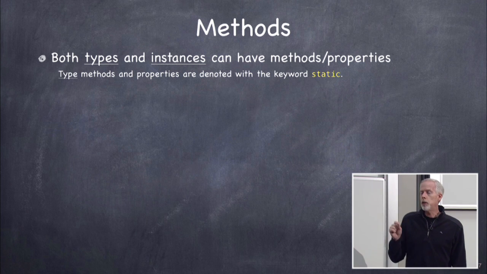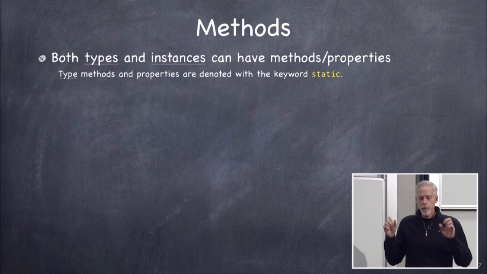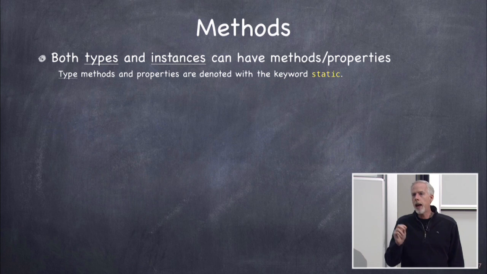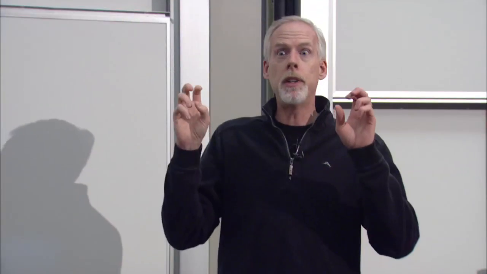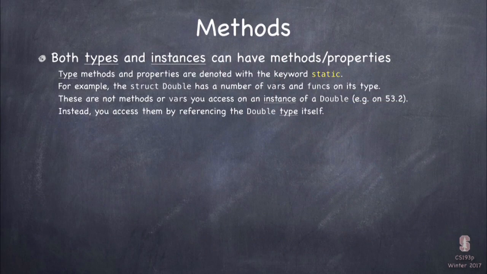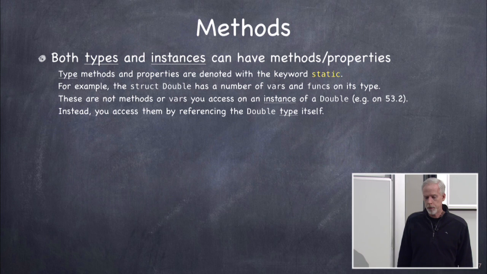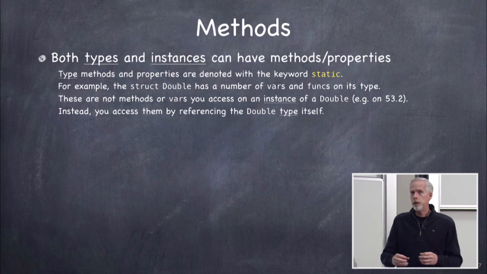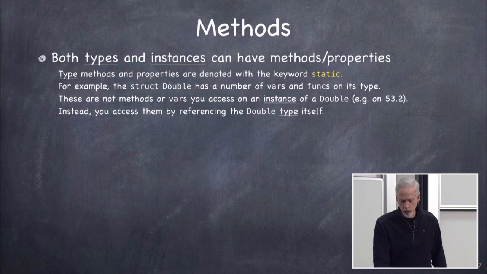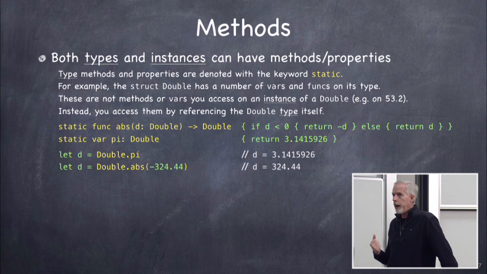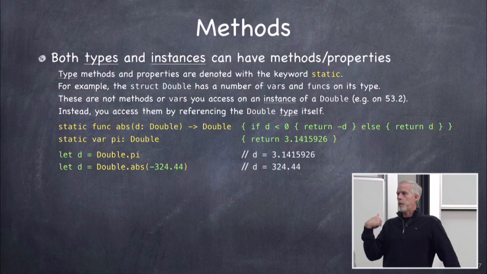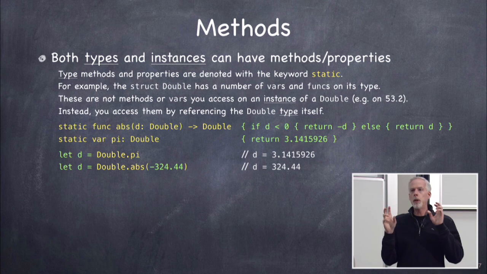All you do to add a method or a var to a type is you put static in front of the declaration. So static func whatever means this is a function on the type, not on instances of the type, on the type itself. So let's think about double, for example. Double actually has quite a few static or type methods and vars. You access them by sending the message to double, to the actual word, capital D-O-U-B-L-E. You don't send it to an instance, you send it to that word. And you've already seen at least one of these, which was pi. Remember we said double.pi and we got the value of pi? So pi is a computed var on the struct Double.